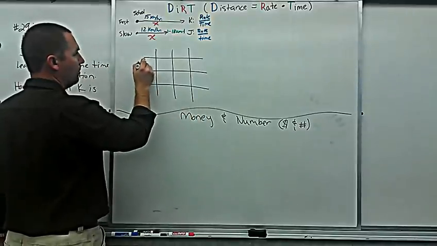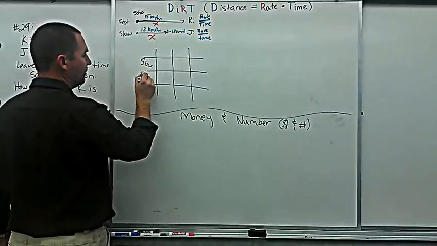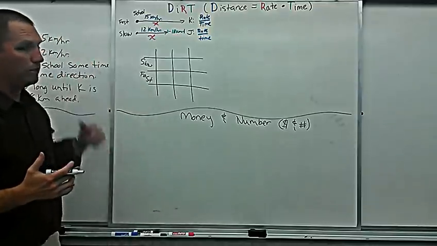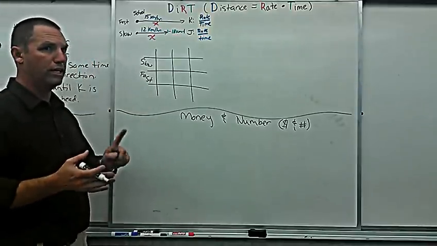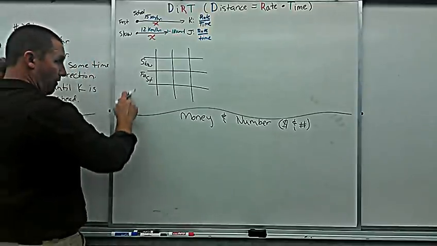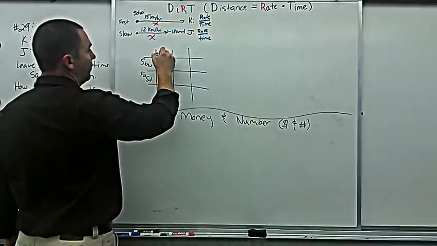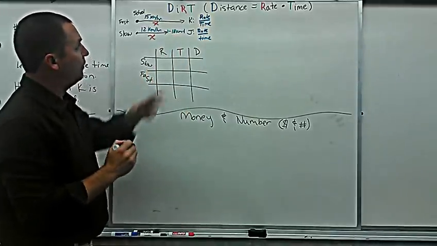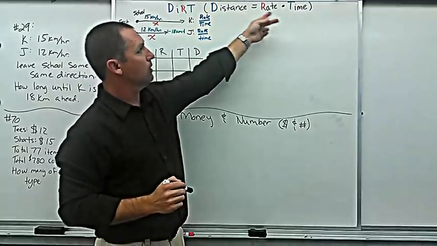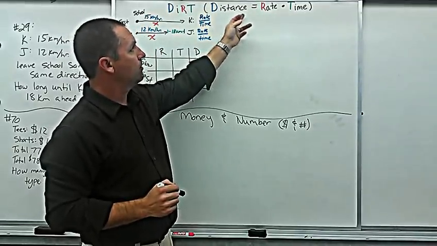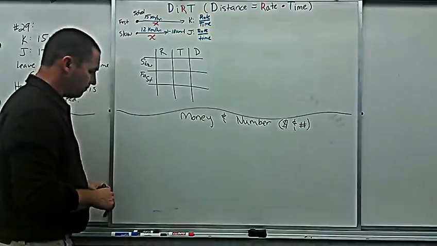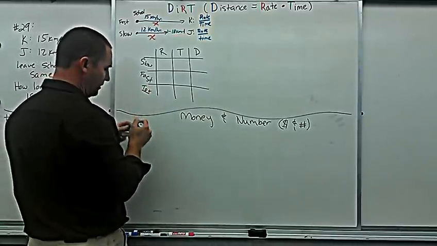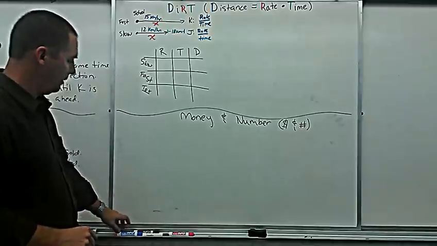And I have the slow person and the fast person. Remember, I don't worry about names because that doesn't matter. I just know that I'm always going to have a slow car and a fast car, slow train and a fast train, whatever. So I have a slow and a fast. And then I have rate, time, and distance. And I flip the order here. D equals RT, and I'm doing RT equals D. It doesn't really matter. And then this one here is total. Sometimes we use the total, sometimes we do not.